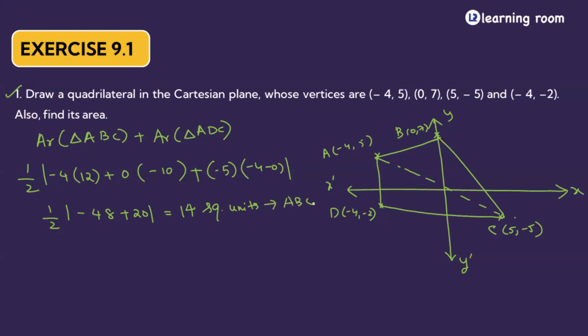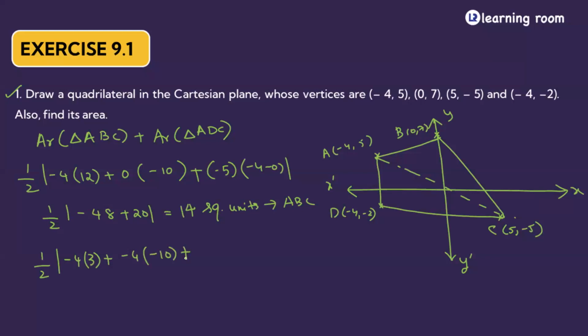What is going to be the area of triangle ADC? Half into modulus of, I'll go in the anti-clockwise direction. So this is x1, y1, x2, y2, x3, y3, according to this case. So -4 into -2 plus 5, so it is 3, right? It is 3, plus x2, -4 into -5 minus 5, that is -10.